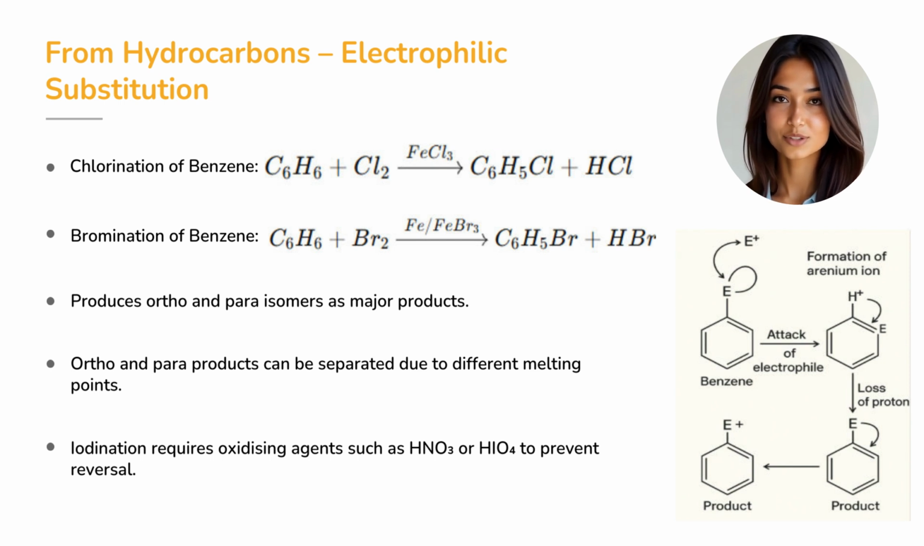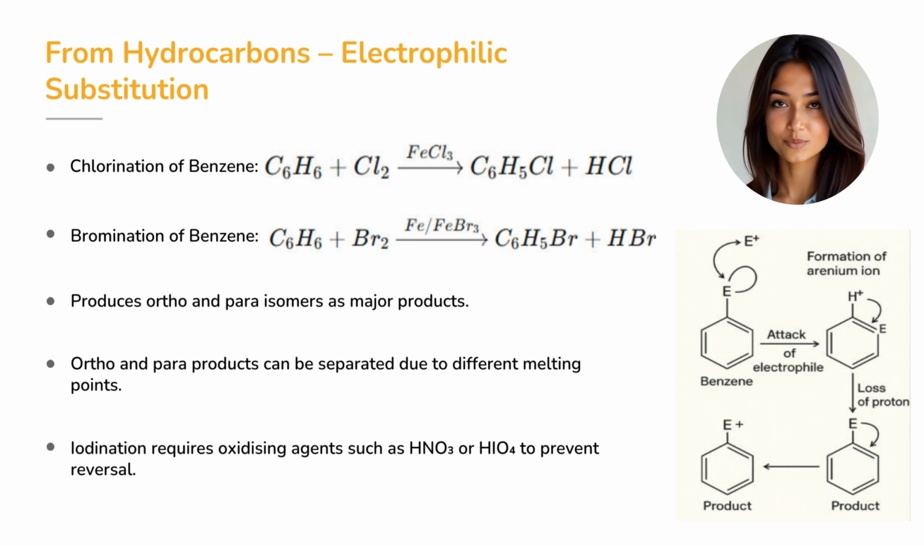Benzene can react with chlorine or bromine in the presence of a Lewis acid catalyst such as iron or iron(III) chloride. The reaction follows an electrophilic substitution mechanism. For example, benzene plus chlorine in the presence of FeCl3 gives chlorobenzene and hydrogen chloride. Similarly, benzene plus bromine with FeBr3 produces bromobenzene and hydrogen bromide.